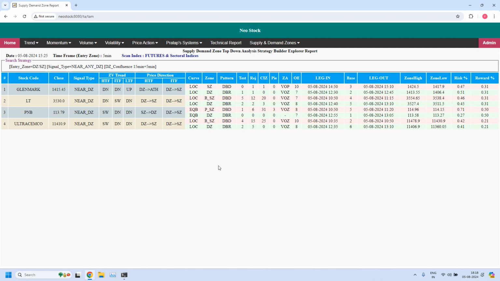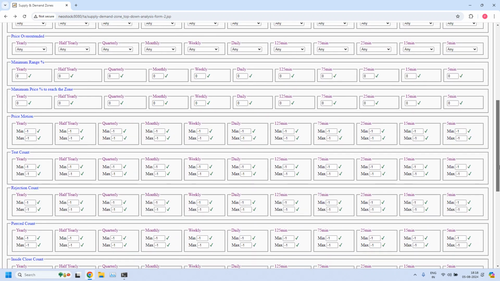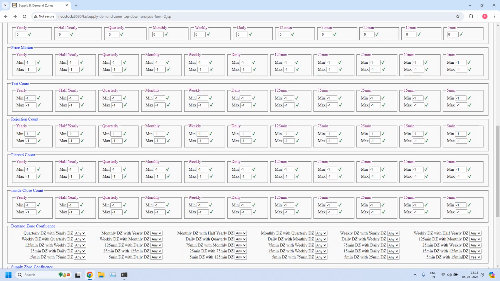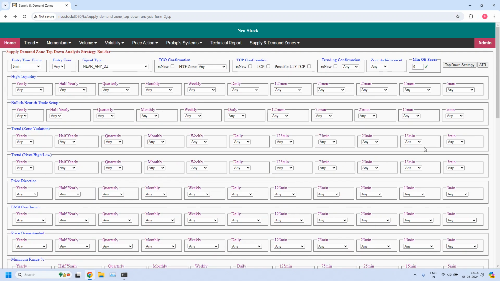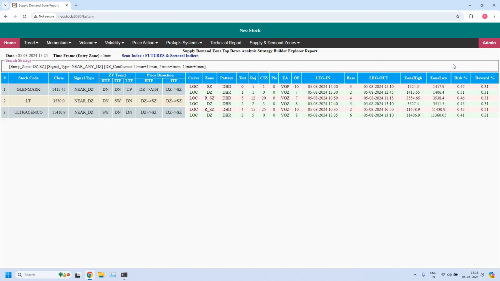We will also check with 75 minutes. That means LTF, HTF and ITF. We already enabled 5 minutes demand zone with 15 minutes demand zone. Next, 5 minutes demand zone with 75 minutes demand zone I am enabling, and also 15 minutes demand zone with 75 minutes demand zone I am enabling. That means LTF plus HTF plus ITF, all 3 together. So 3 stocks are filtered out of 4. So all these three stocks are having confluence with the 5-minute zone, the 15-minute zone, and also 75 minutes. So here 75 and 15, 75 and 5 minutes, 15 minutes and 5 minutes.